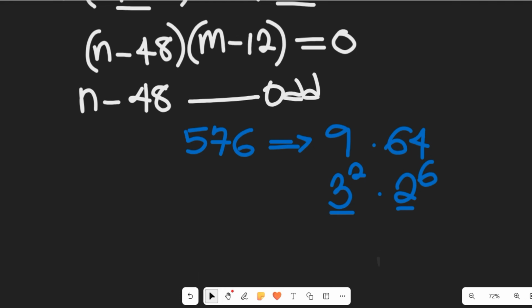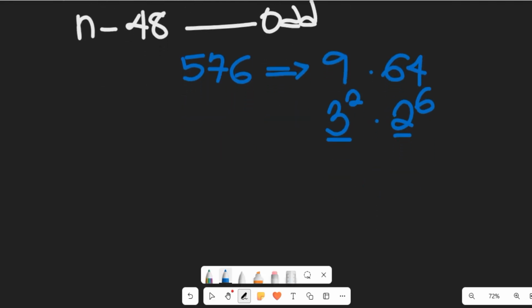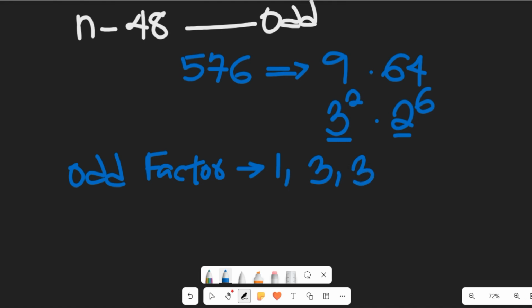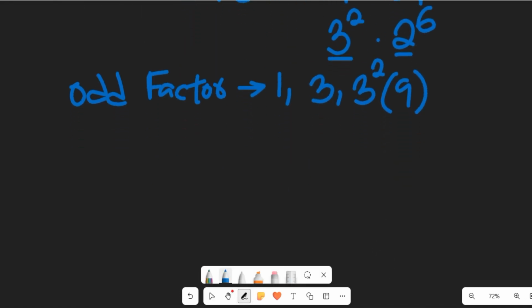So what that means is that all the odd factors of 576 will be numbers that end with 3. Now there will be numbers like 1, like 3, and also 9, where 3 is divided by 2. So if we take all these as odd numbers, this one is 9. So if we take all this as odd numbers, that means all the values we will multiply for n minus 48 must be odd numbers.